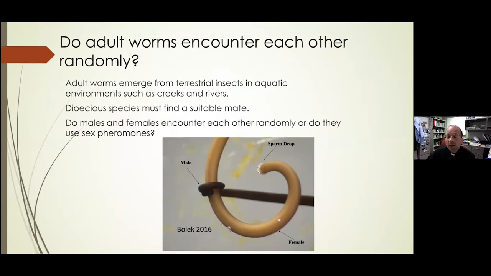When these adult worms emerge from those insects, they have to find each other. Typically, not always, but typically the male and female worms, depending on the species, have to find each other in these creeks, and the creeks are moving pretty fast. So the idea is, are they encountering each other randomly, or are they using maybe a pheromone to attract each other? When they do encounter, the male will wrap around the female. We call this wrapping behavior, and then deposit sperm on the female.